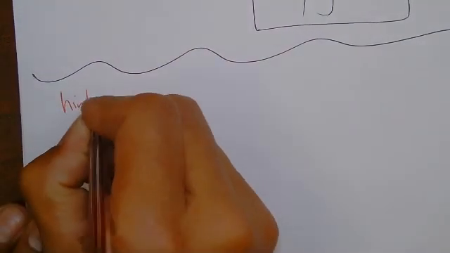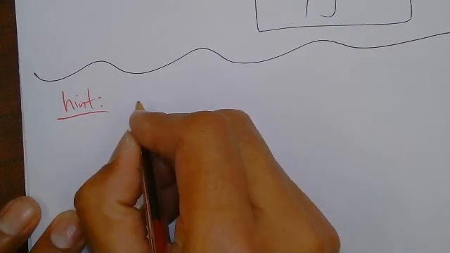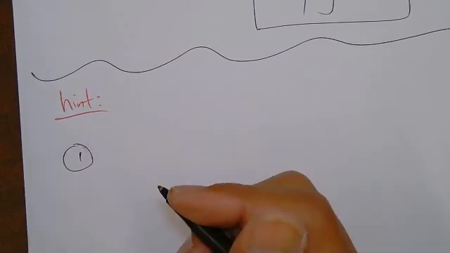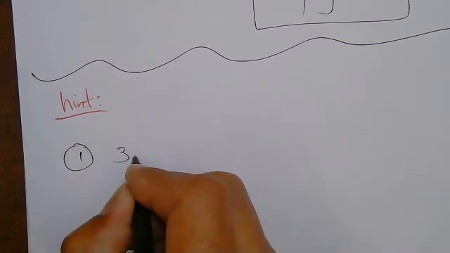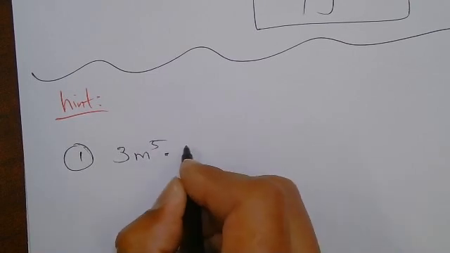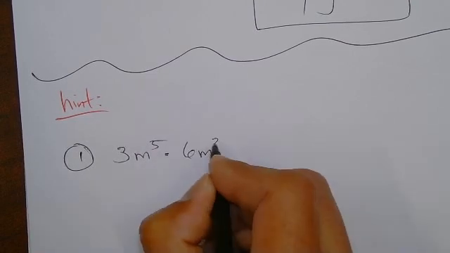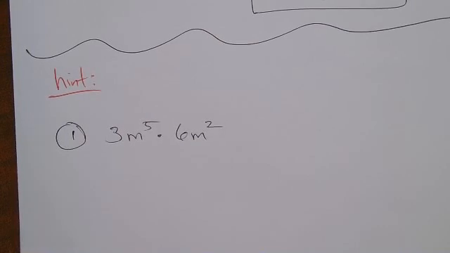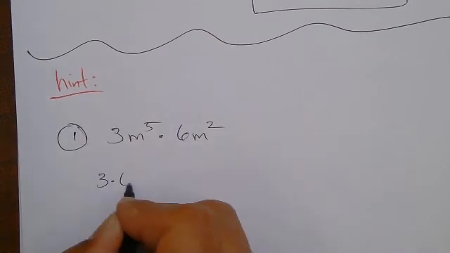Here's the second one. I'm going to tell you a hint. I even wrote it on the assignment. It says: hint, use. Oh, you know what? I'm not going to tell you the hint yet. I'm going to just put a problem first. I think you're going to get this one right. What if I put 3m5 times 6m2? Can you do that? Yeah.